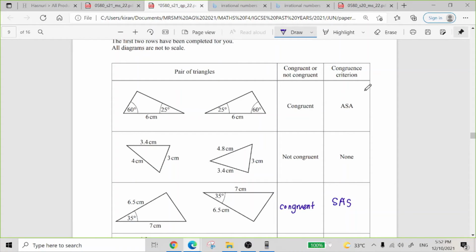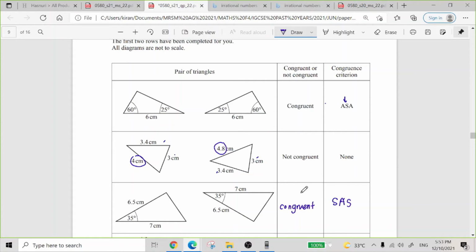Okay, so that one, okay, means that we have angle, side, angles. Okay, and then side is in between two angles. Okay, and then we have the second one, the second row here. As you can see, it's not congruence because the length side are not equal. We have this part, we have 3 centimeter, 3.4, 3.4, but for this part it doesn't have 4.8 and also 4 centimeter. So it means that they are not congruent.